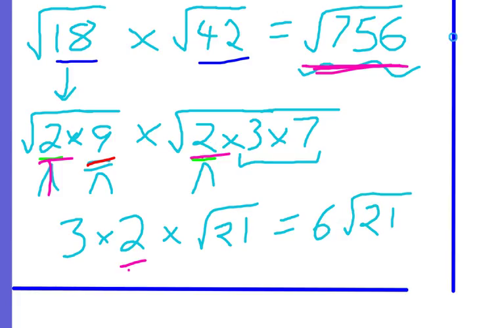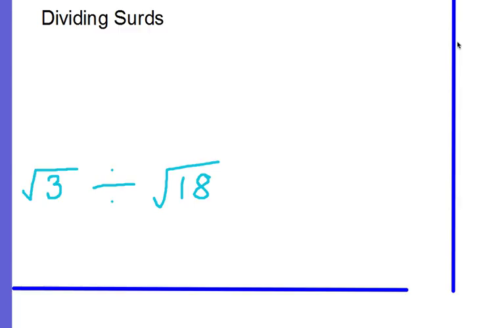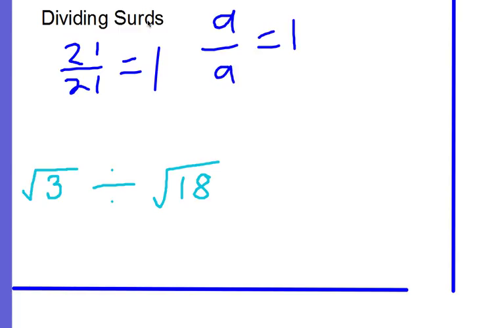Okay, so let's move along. This is dividing surds. Now the core idea here comes back to the idea of simplifying fractions. Any fraction that is, say, 21 on 21 is just 1. This is a core idea. If I had A on A, that would also be 1. We don't know what A is, but if it's the same on the top as on the bottom, then it cancels down to 1. If I had root 5 divided by root 5, again, that would be just 1.